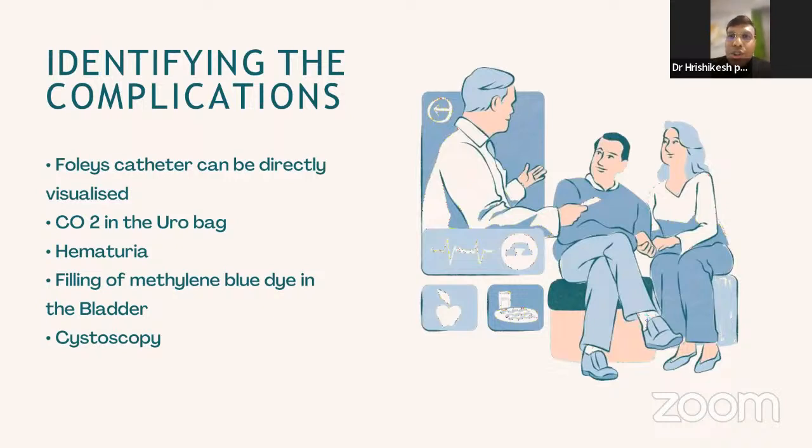If the injury is really small and you're not able to identify it, you can fill the methylene blue dye in the bladder, or you can do the cystoscopy. In the cystoscopy, you can see the thermal damage by the blanching of the tissue.